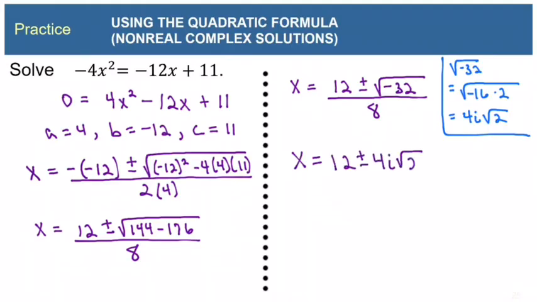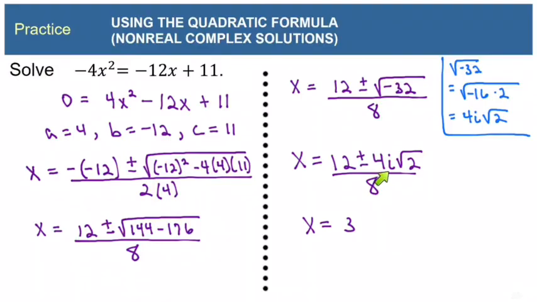Now we have 12 plus or minus 4i times the square root of 2 all over 8. Notice that these three numbers can all be divided by 4. So 12 divided by 4 is going to be 3.